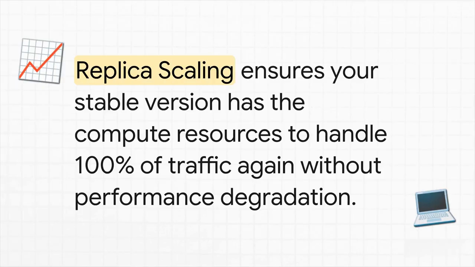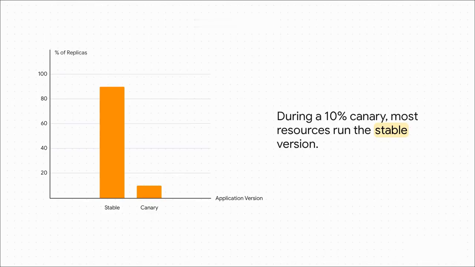Okay, so your users are safe. They're back on the stable version. But now, that stable version is getting hit with all the traffic again. Pillar 2 is all about making sure your infrastructure can handle it. So, check this out. This is a pretty typical state during, let's say, a 10% canary. You can see most of your compute resources, your pods, your VMs, are still running the stable version. Just a small slice is running the new canary code.